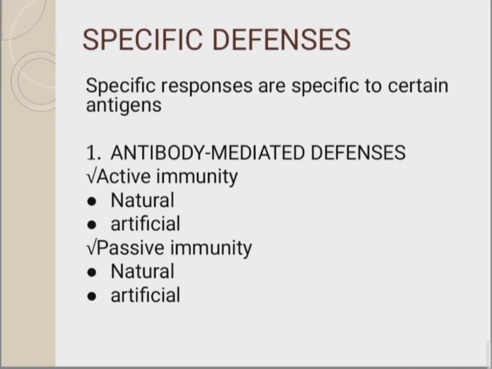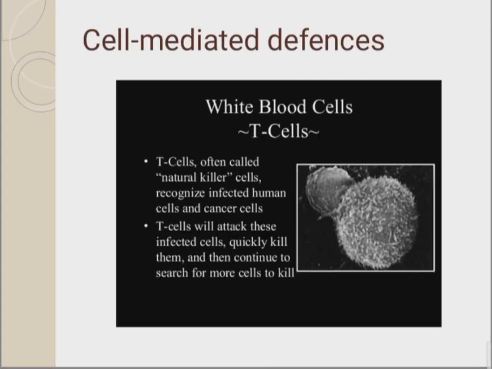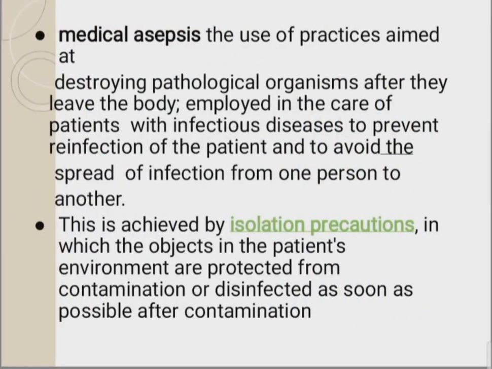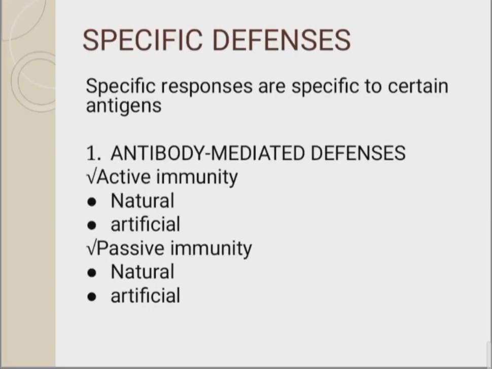Specific defense. Specific defense is the defense against a specific pathogen, bacteria, or invader. First one is antibody mediated defense. Second one is cell mediated defense. Antibody mediated defense includes active immunity and passive immunity. Active immunity is the immunity that is acquired when the antibody is produced in the body itself. Passive immunity is the delivery of antibody from outside.